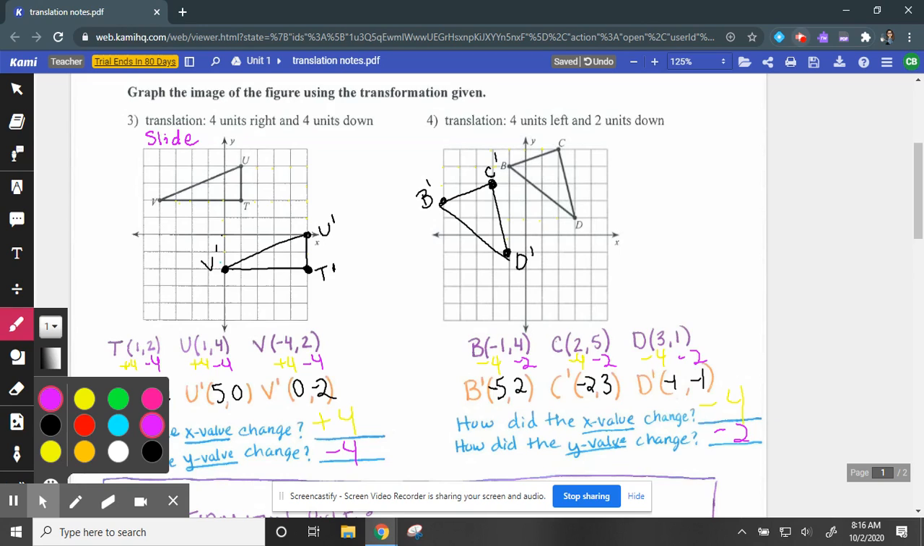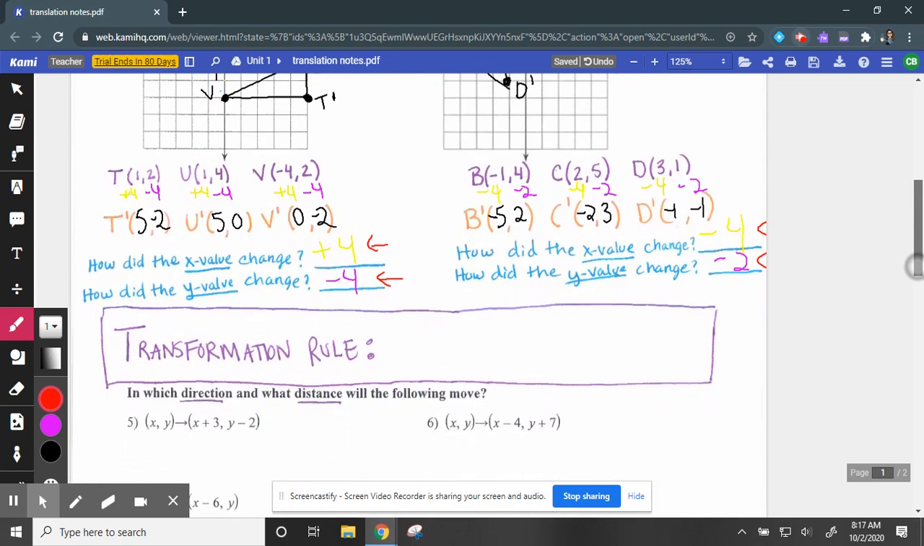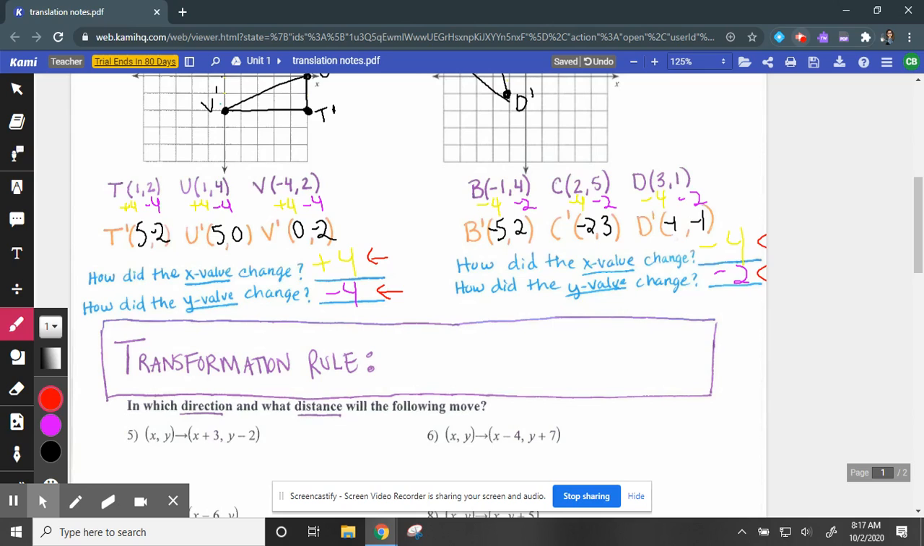Let's look at that in comparison to the words that we were given. So I'm going to go back to number 3. Notice that the words up here say 4 units to the right and 4 units down. Look what we did to move those. To move it right, we added 4. To move it down, we subtracted 4. This one says to go 4 units left and 2 units down. So what I'm getting at here is that we use addition and subtraction to move these items left and right, up and down. So let's write the transformation rule that goes with this.